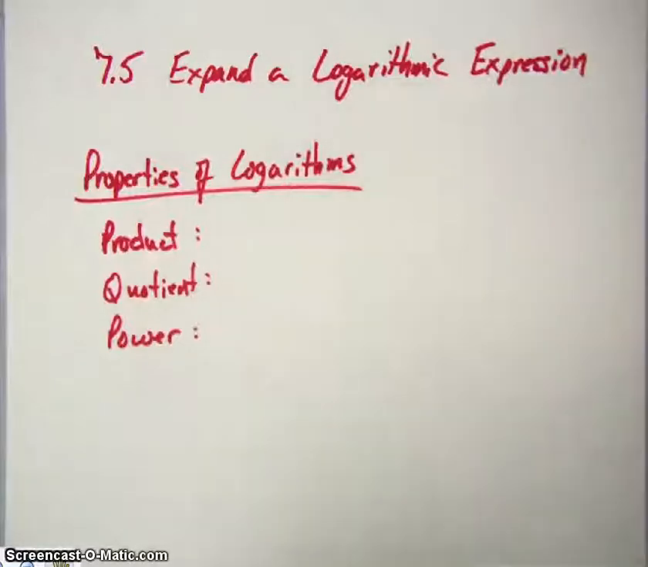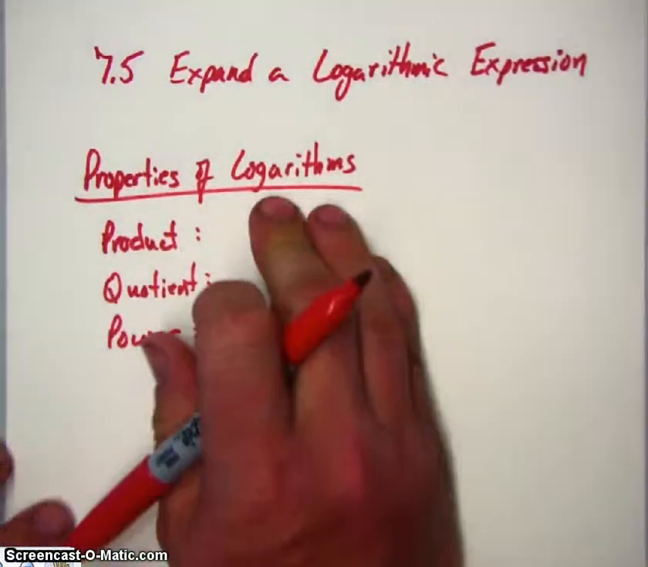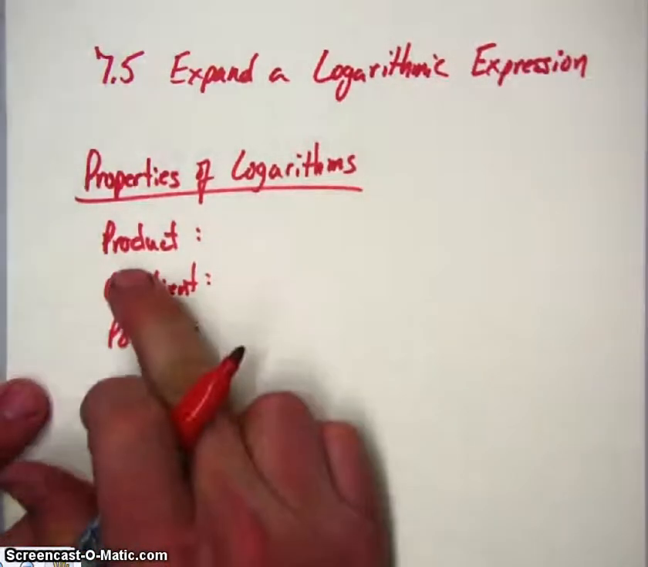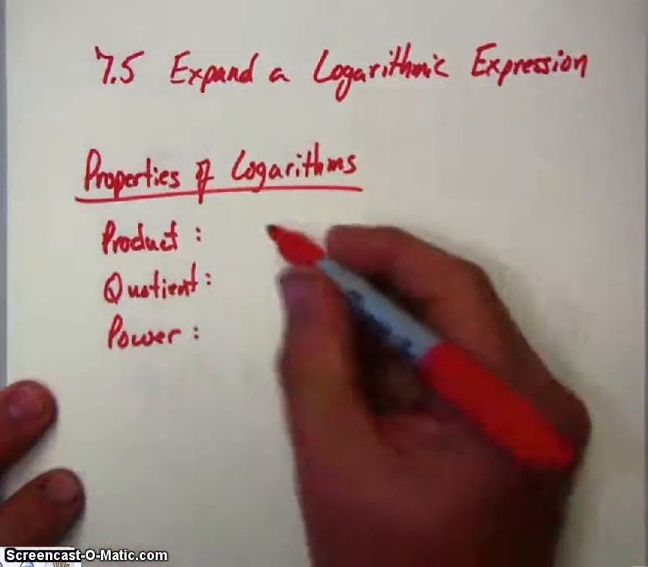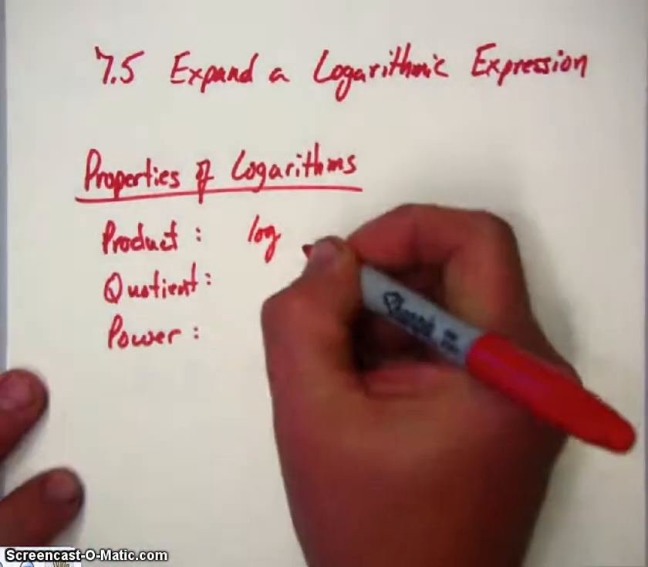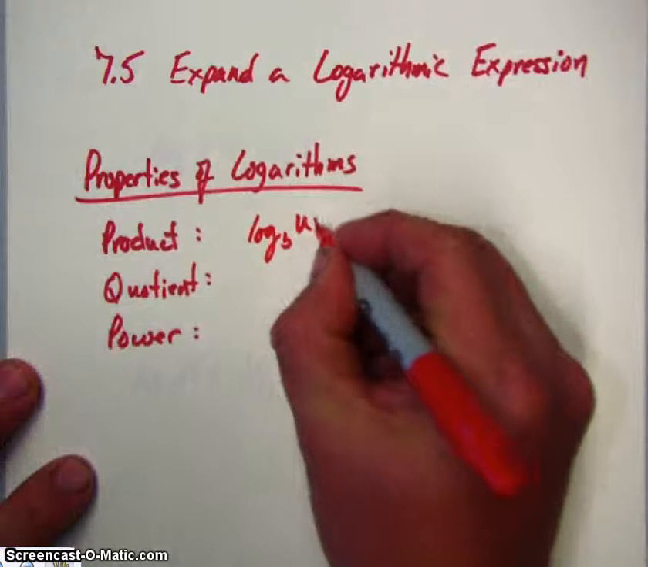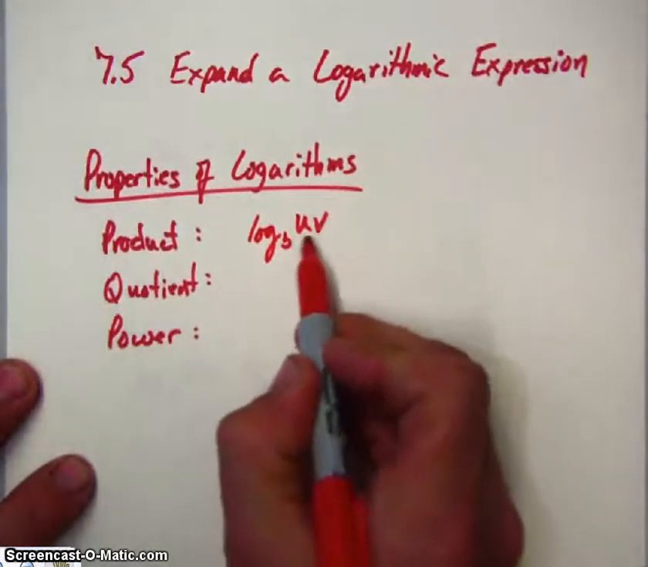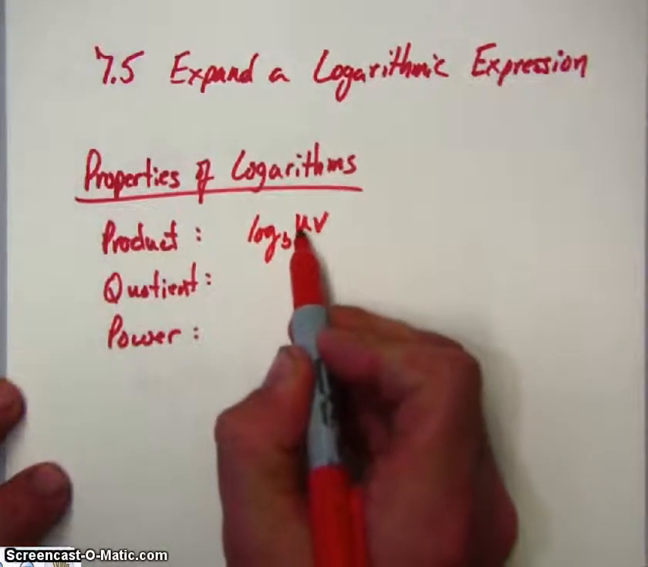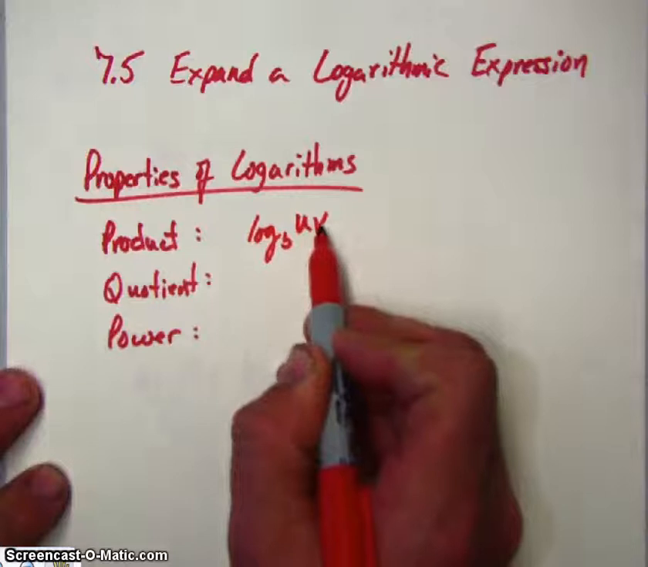Alright, 7.5, we're going to expand our logarithmic expression. There's three properties of logarithms you need to know. The first one's called the product property. I have log of some base, let's say b, of u times v. See, this is the product. They're multiplying. You got something u and times something v.